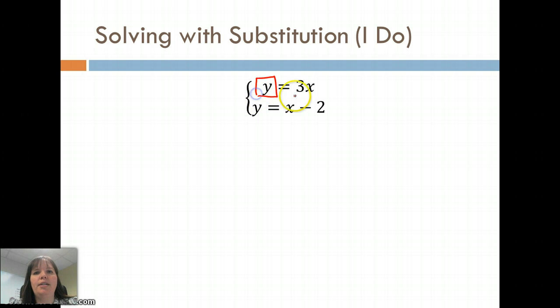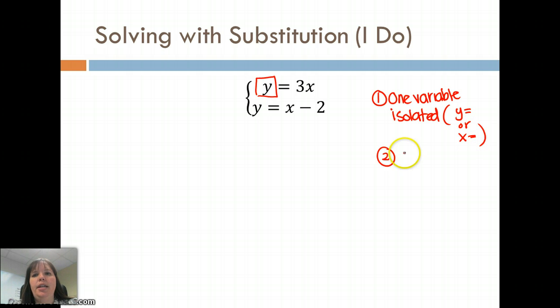So I'm going to jot some steps down here. Step 1 is you want to make sure you have one variable isolated. And variable isolation means all by itself. In other words, your equation says y equals or x equals. Step 2 is you are going to substitute for that variable in your second equation.